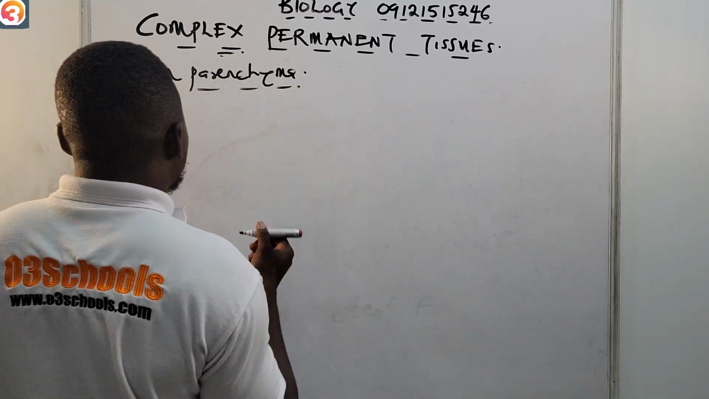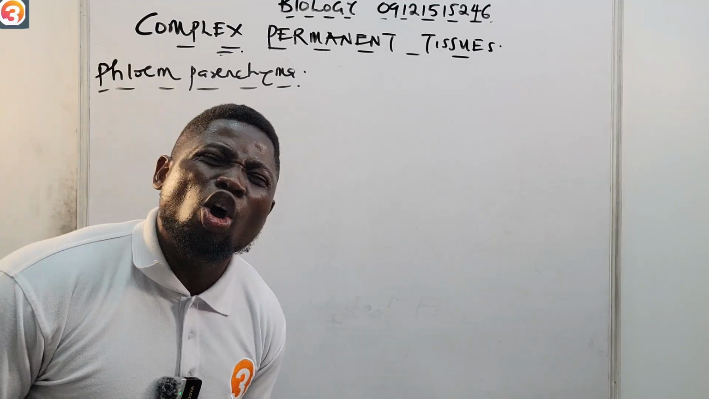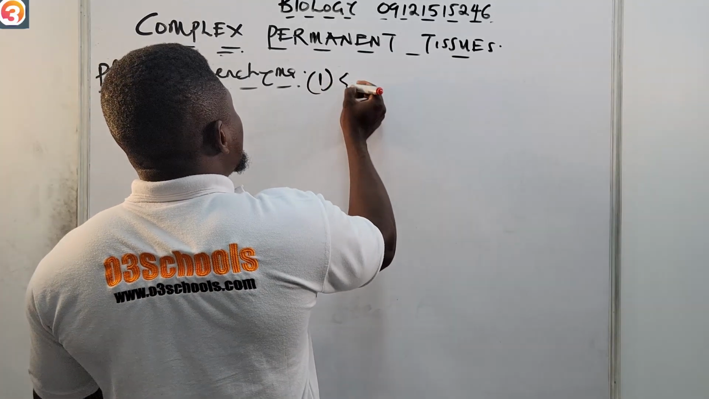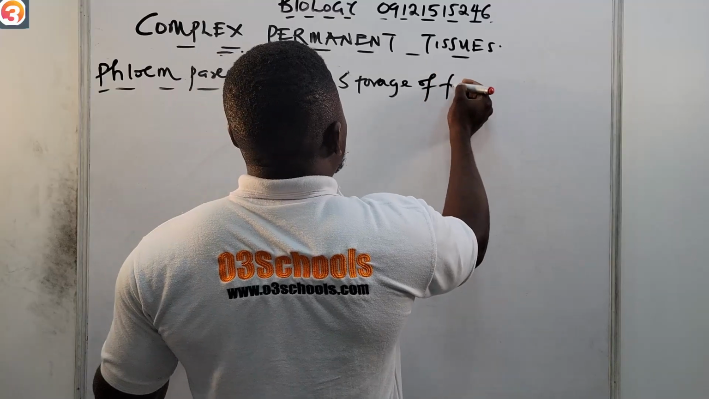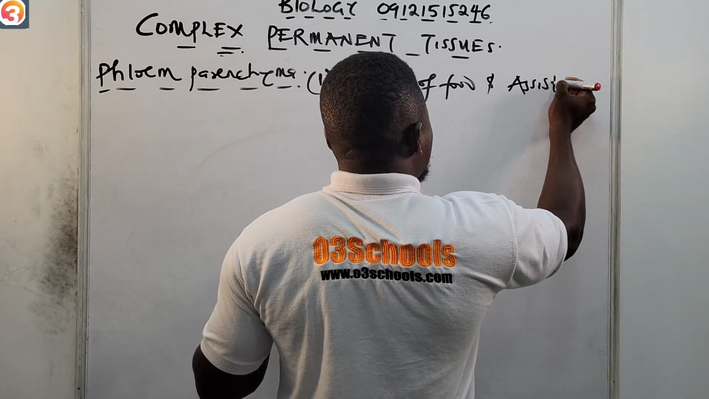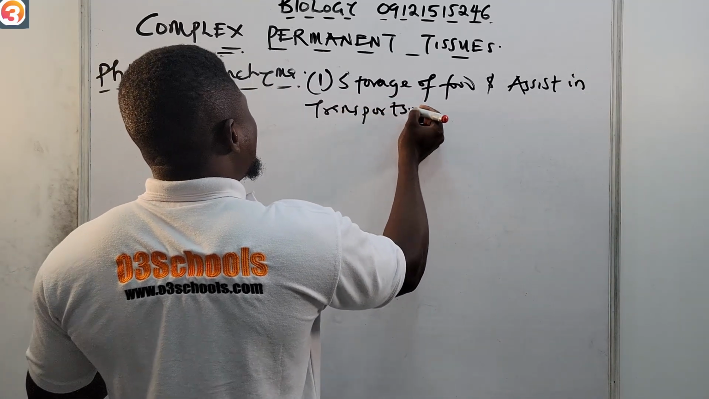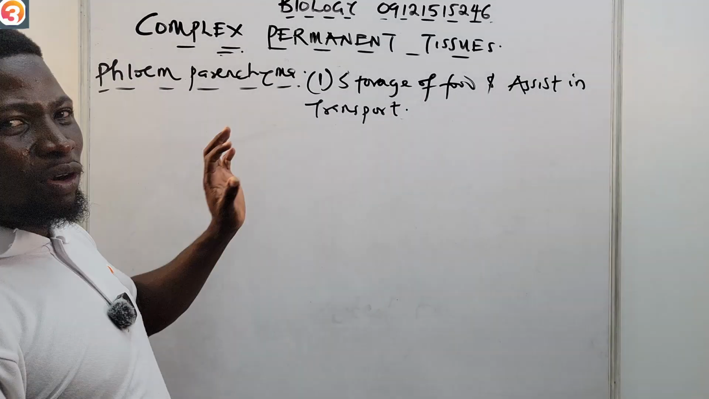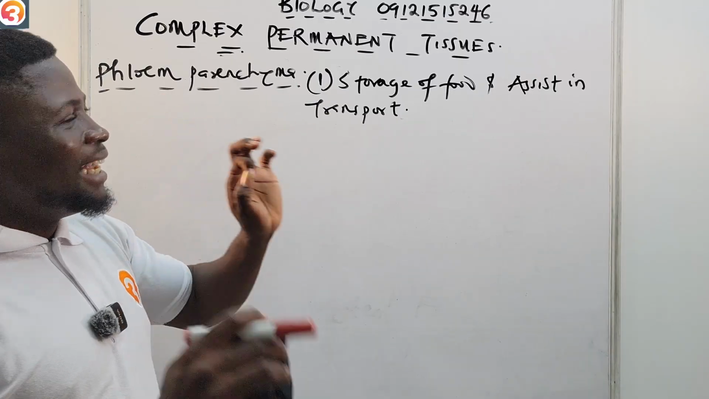So the major function of the phloem parenchyma is storage of food. They store food where? So the main function is what? Storage of food, and also to assist in transport. It assists in transportation. So this is the main function of the phloem parenchyma. Storage is the main function. It helps to store food and assist in transport.